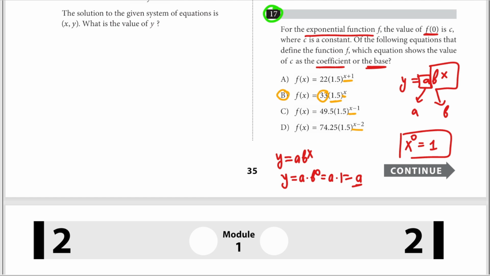Now, conversely, let's assume the problem, instead of f of 0, said f of 1. Like, for which of these is f of 1 equal to c? Then you'll go for this option, because when you plug in x equals 1, you're going to get, let me just do it on the side, 49.5 times 1.5 to the power of 1 minus 1, because x is 1. So you get 49.5 times 1.5 to the power of 0, just 49.5. So in that case, the answer would have been c.